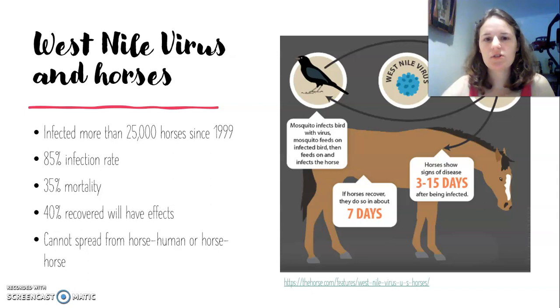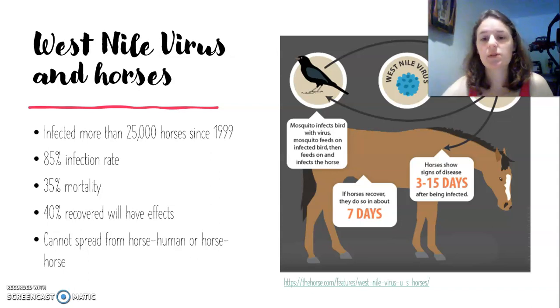So I wanted to focus on not just humans, but horses as well, because I think it's really interesting that this is a virus that people are concerned not only about humans, but people are actually very concerned about animals and birds with this disease. So since 1999, it's infected 25,000 horses in the United States. And the infection rate is 85%, so it was pretty likely that if a horse gets it, they will become infected.